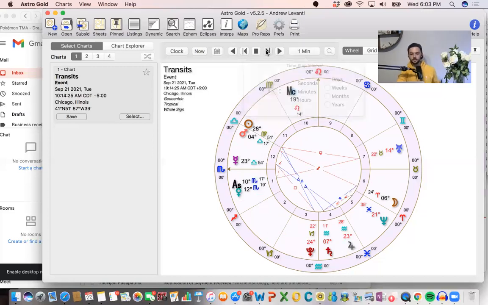There's a lot wrong with this chart, but I'm just going to talk about it as an example. We can practice this technique of looking at the rulers of houses, how those are related, and so on. So we have a Scorpio rising chart. The ruler of the ascendant is Mars, in Libra in the 12th. So it's in detriment. This is a day chart because the sun's above the horizon, so Mars is also out of sect in the 12th.